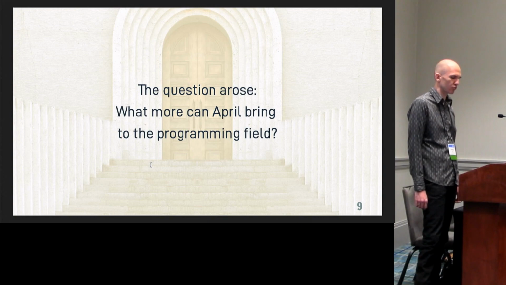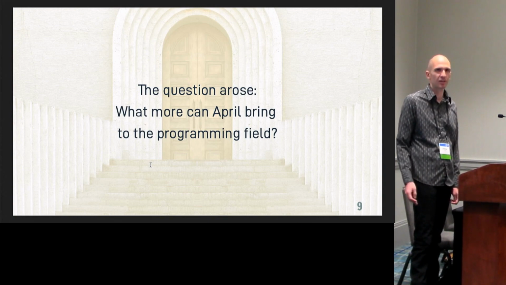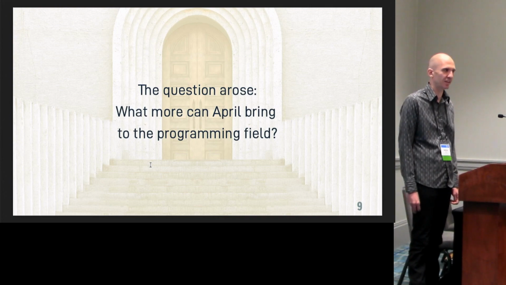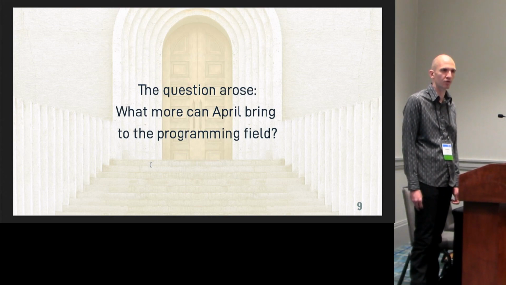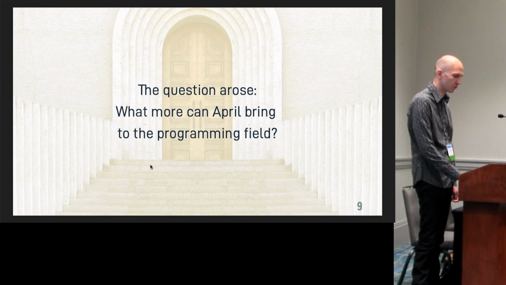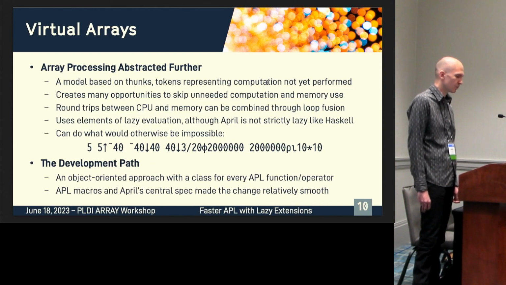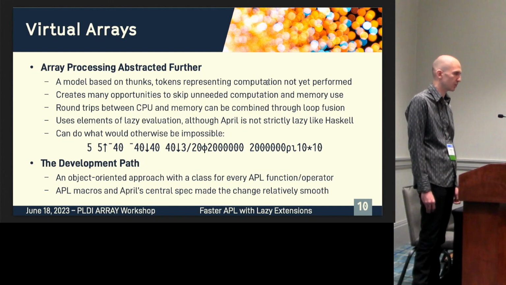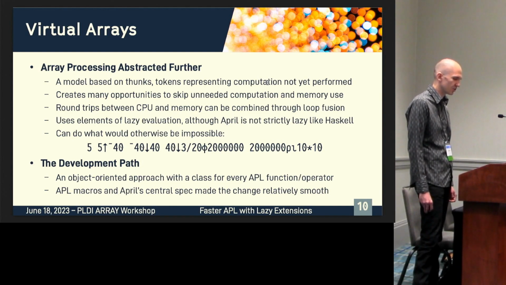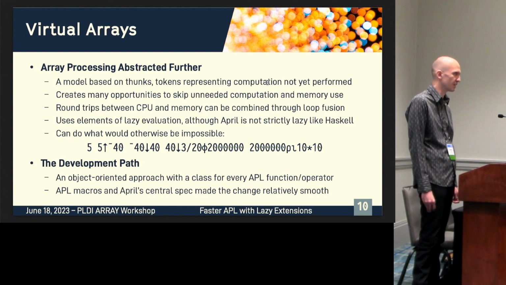At this point, the question arose, what more can April bring to the programming field? I had my APL compiler interacting with Common Lisp. It was processing arrays, but what more could it do that other systems weren't offering? My answer to this was virtual arrays. The virtual array model for April is based on thunks, that is, tokens that represent computation that's yet to be performed. With thunks, it creates many opportunities to avoid unneeded computation.